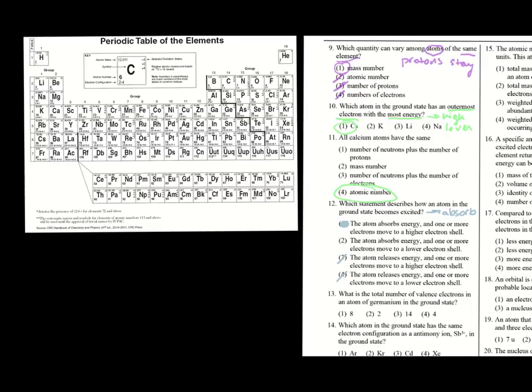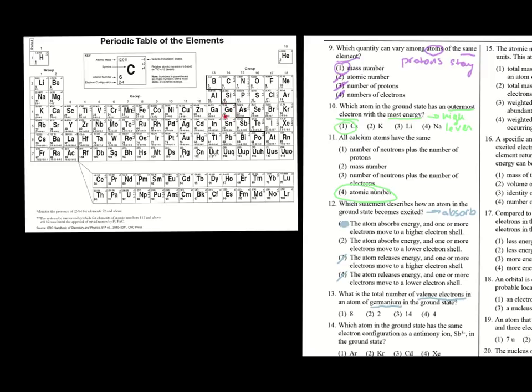Alright, number 13. What is the total number of valence electrons in an atom of germanium in the ground state? So we're looking at the last number. Germanium on the reference table is Ge. Ground state configuration is given at the bottom.